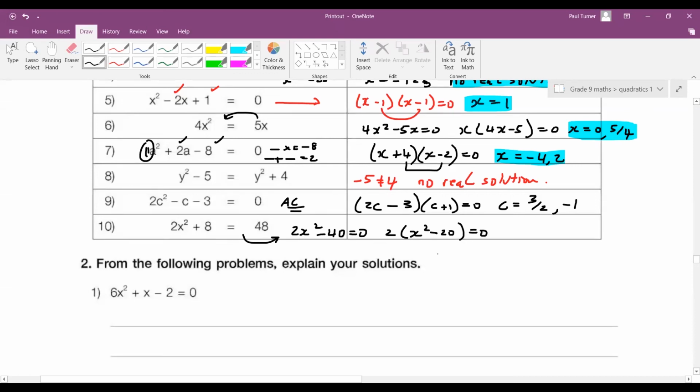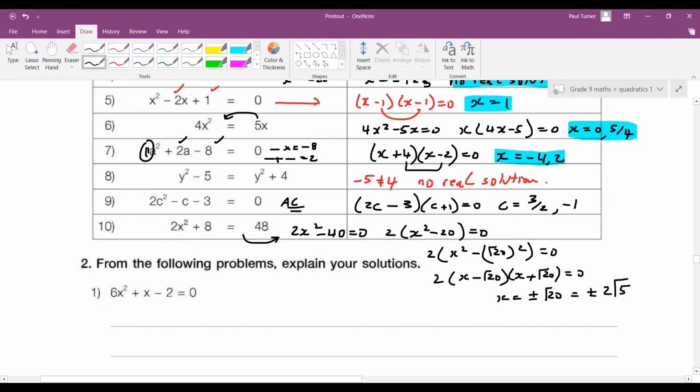Now this is a difference of squares here. So you could write that as x squared minus root 20 squared equals 0. So your factors will be x minus root 20, x plus root 20 equals 0. And then x here will be plus or minus root 20. And plus or minus root 20 is 2 root 5. If you put root 20 in your calculator, you'll get 2 root 5 come out. I'll talk more about that later, those kinds of numbers. So that would be your answer for the last one.